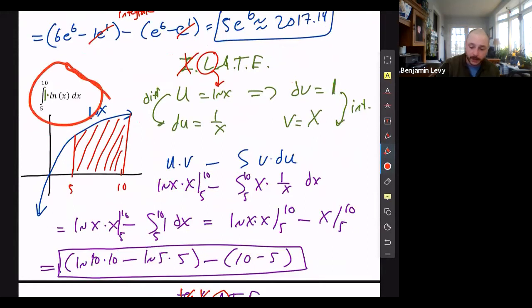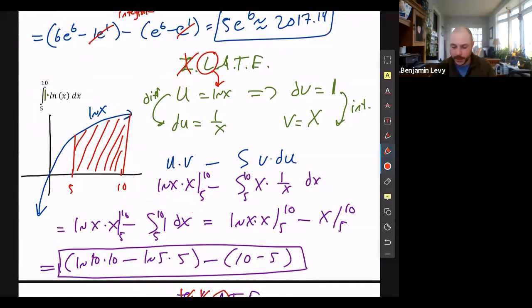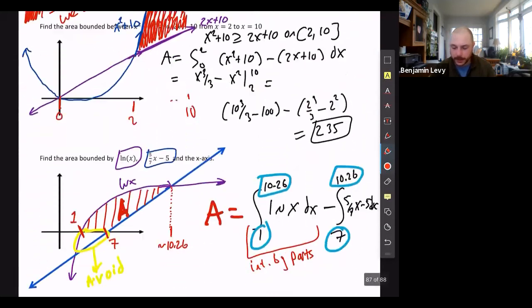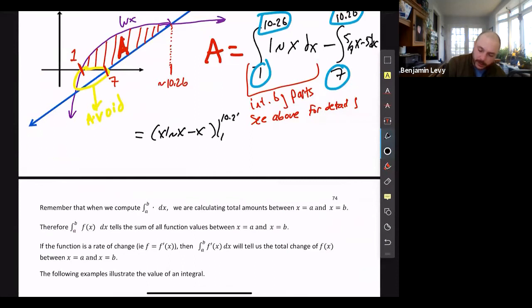You can note up here that it ended up being this. I'm sorry, it ended up being this. And so I'm going to just skip down to that solution. If you want to double check the work, you can double check up there. So we did this integration by parts. See above for work, for details. But when we wanted to finish one off, we do integration by parts, and it ends up being x ln x minus x from 1 to 10.26. That's the part that I'm skipping over that you can look above if you want to see the details.